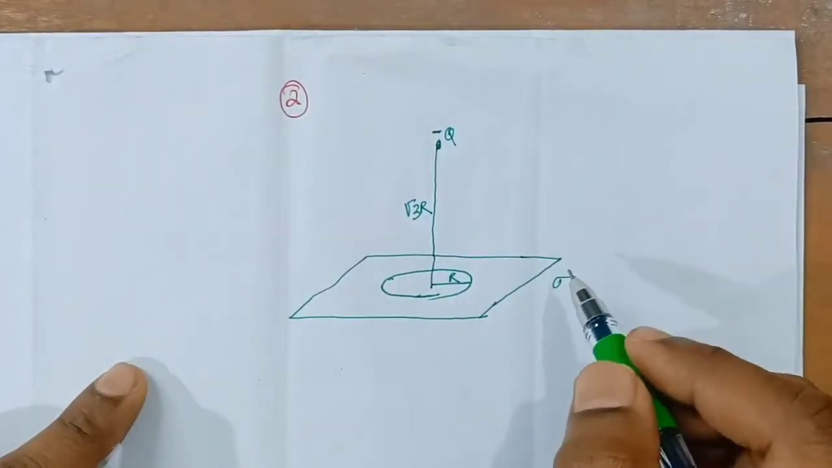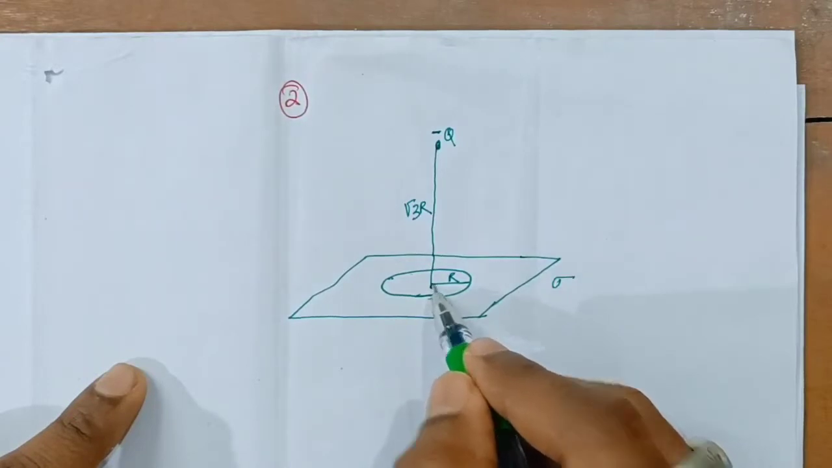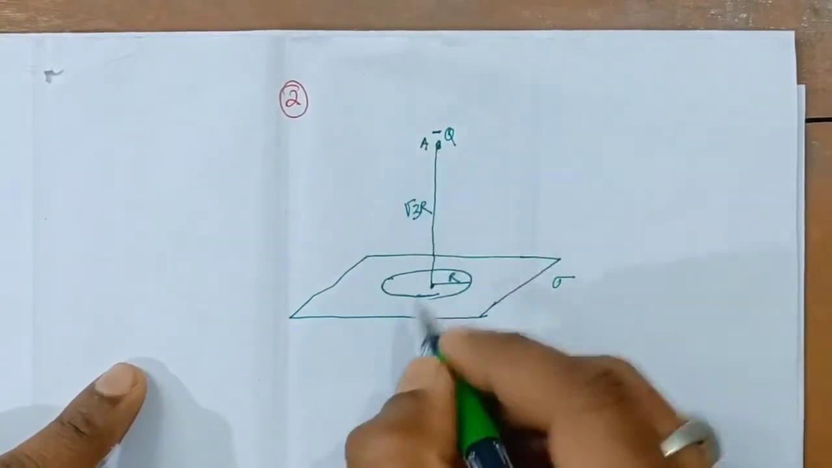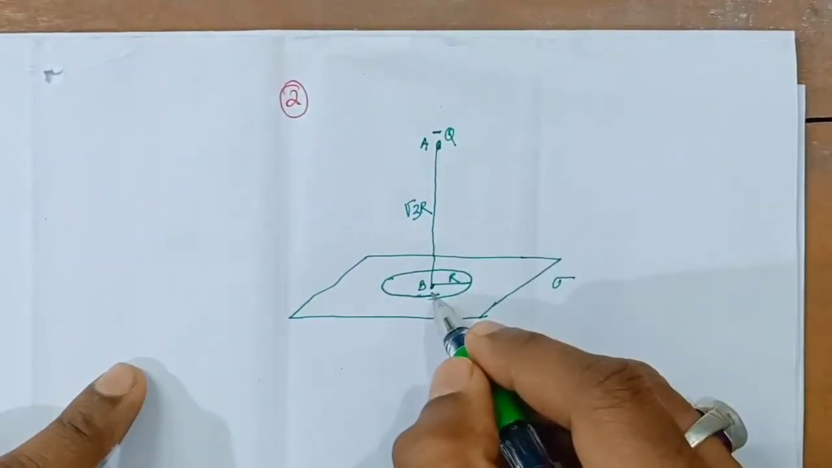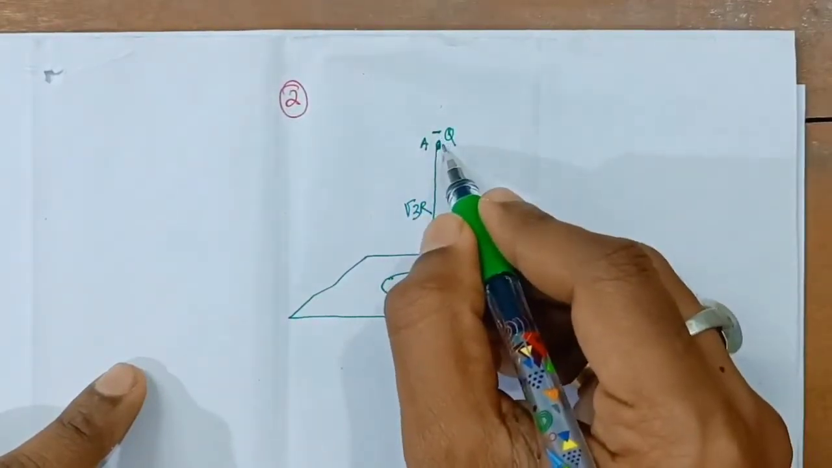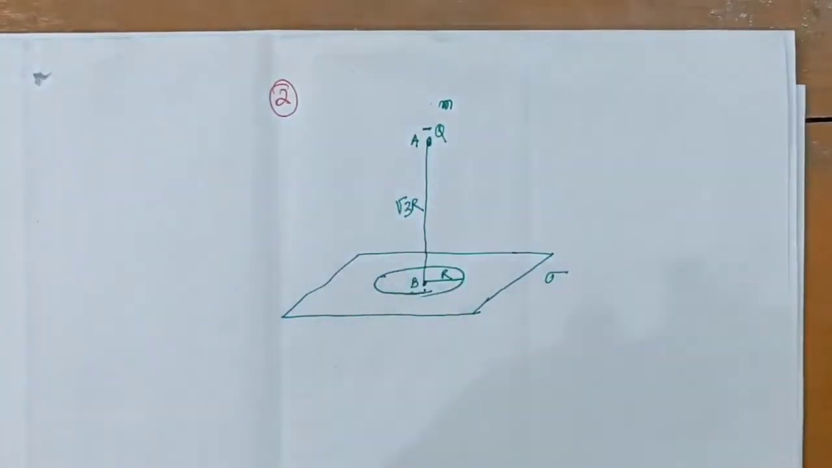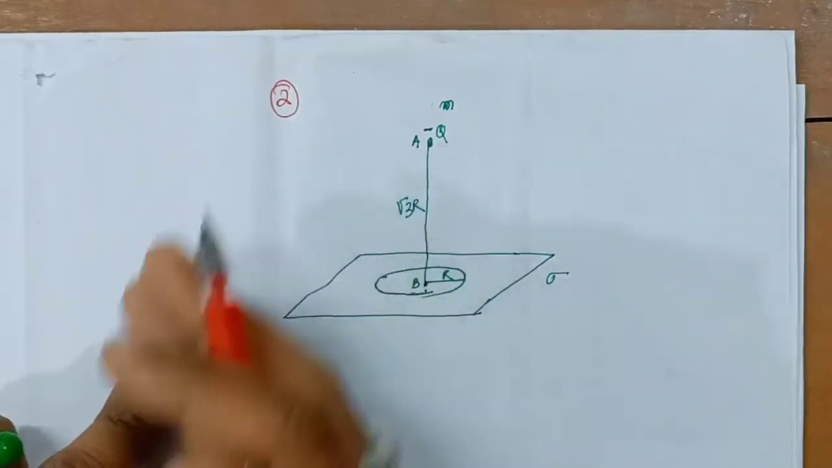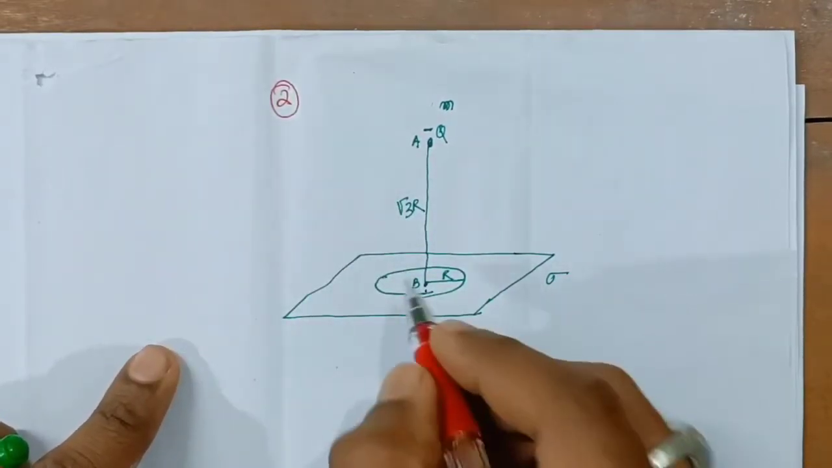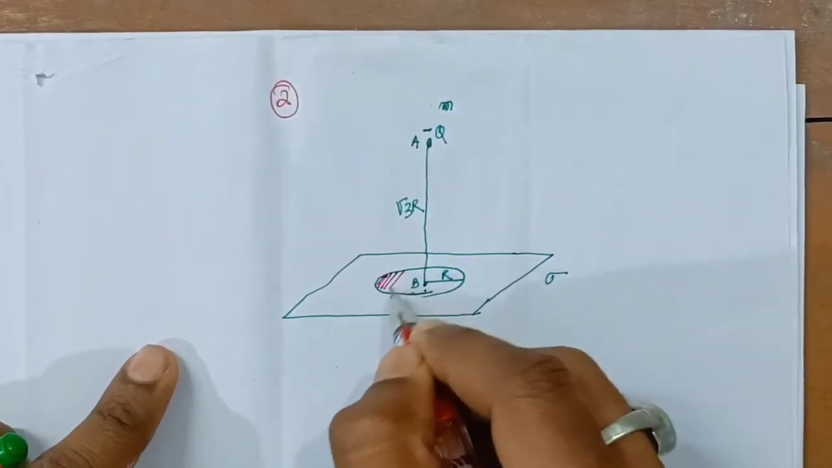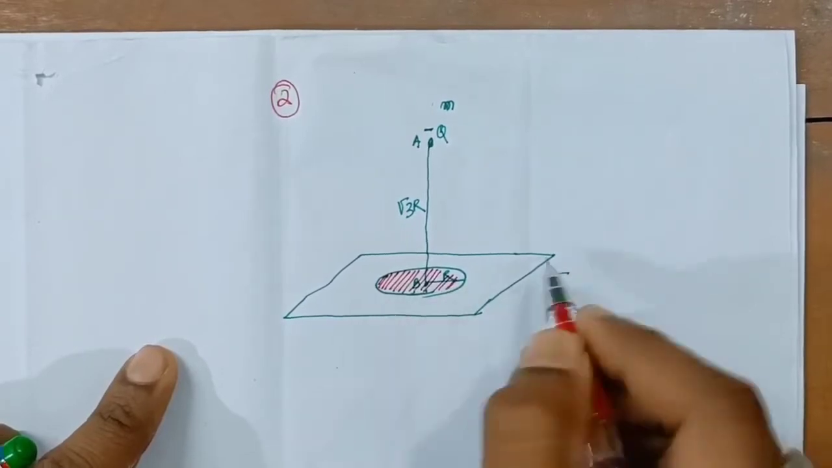The question is asking at what speed it will reach this point. This is A, suppose this point is B. At what speed will it reach point B if the negative charge, having mass m, is placed here? It means an infinite sheet is given having surface charge density sigma, and a small section has been removed. You can say a disk section has been removed from this infinite sheet.